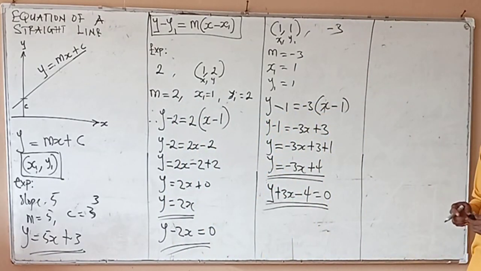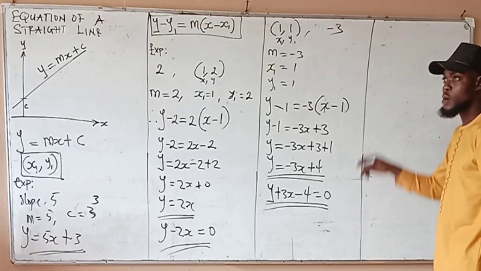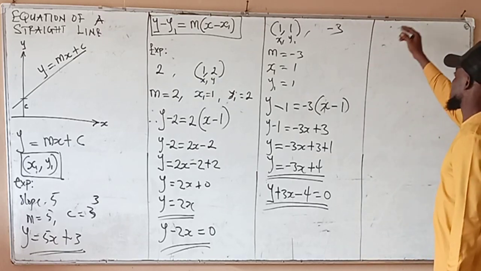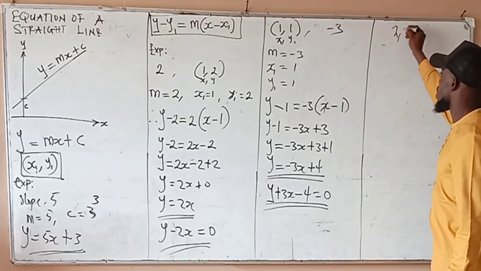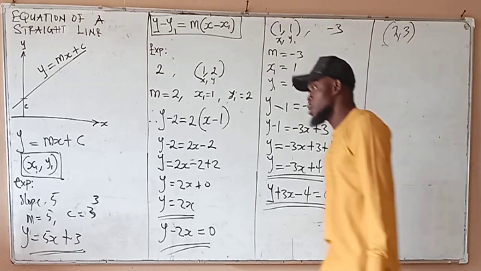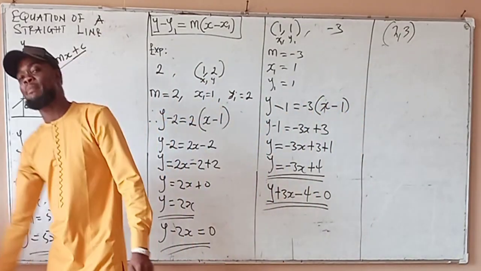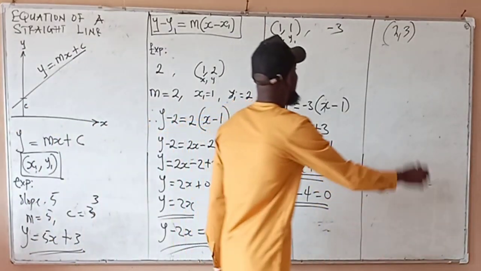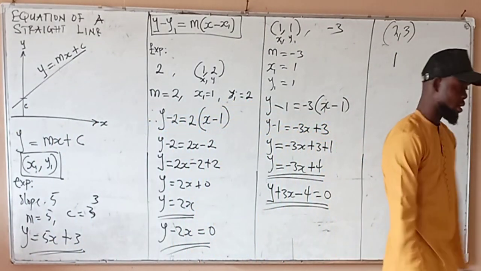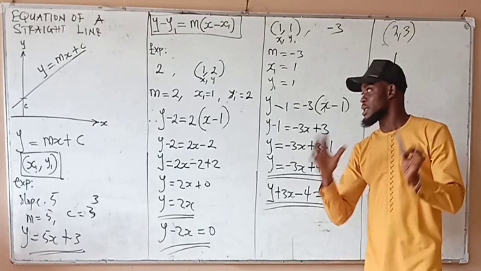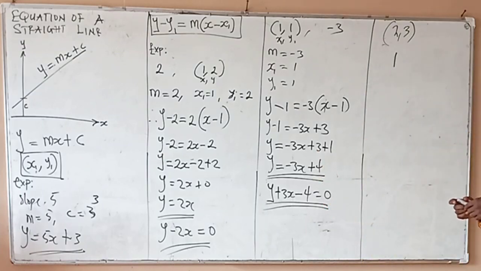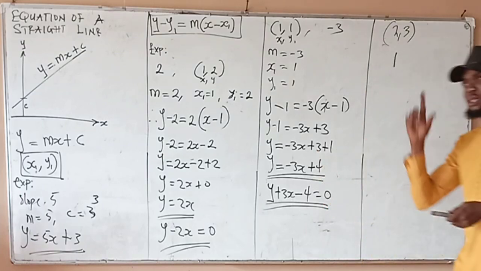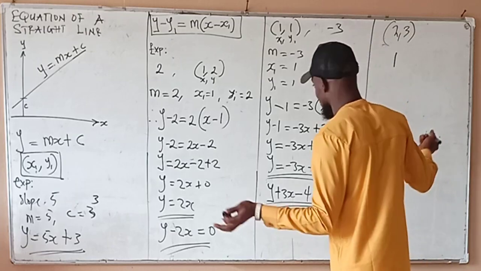Obtain the equation of a straight line that passes through a given point (2, 3), whose gradient is equal to 1. So how am I going to do that?